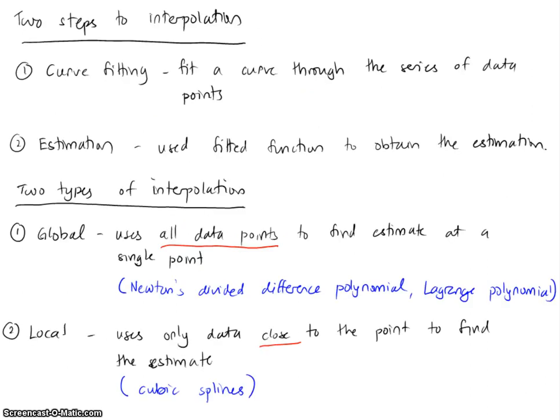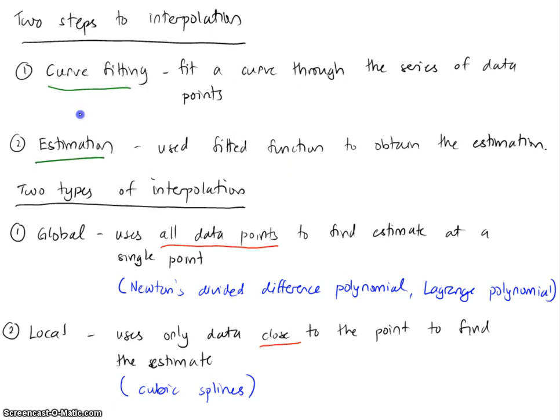Now, when we do interpolation, there are basically two steps that are involved. The first step involves your curve fitting process. The curve fitting process is basically fitting a curve through a series of data points that are given to you. Once you have obtained this curve, you will be able to get the equation that describes this curve.